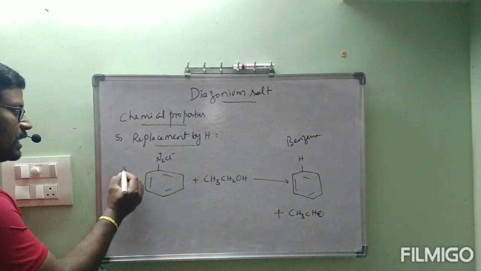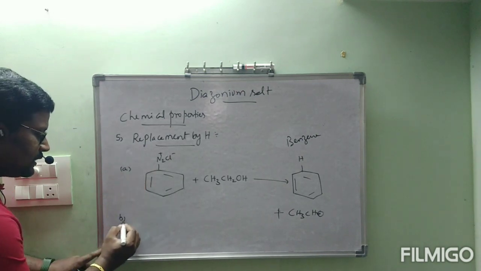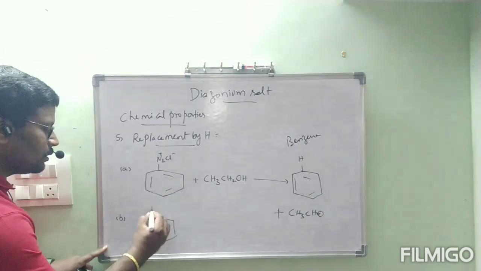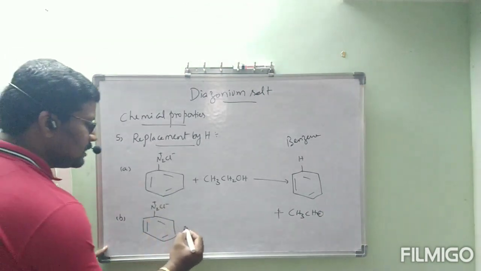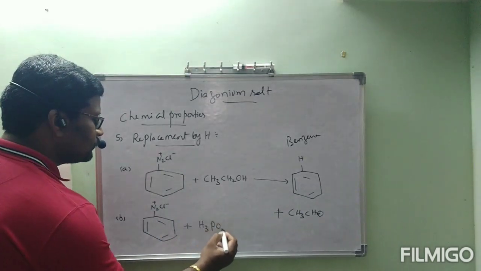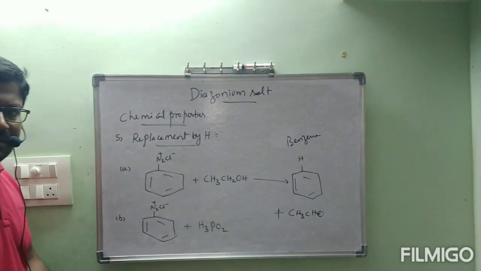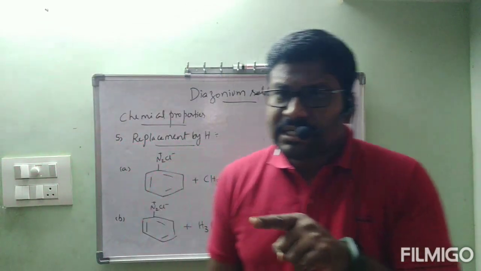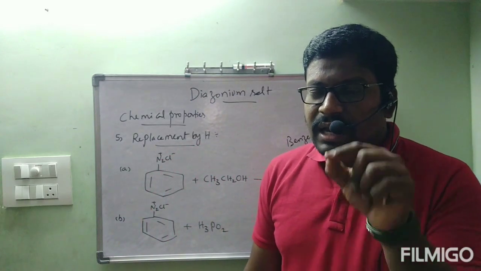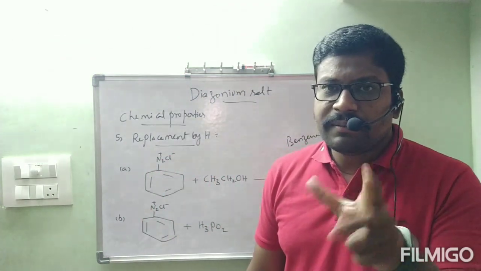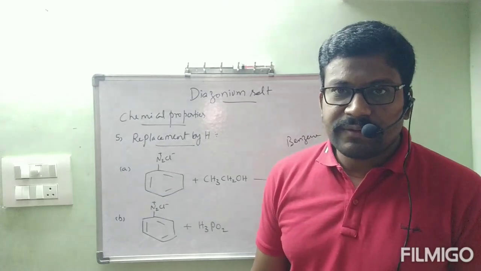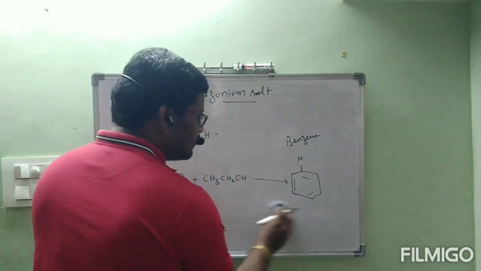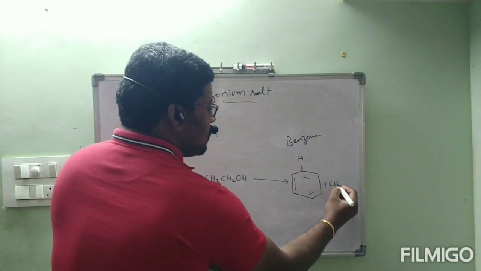This continues with one more also, that is benzene diazonium chloride, N2 plus Cl minus, reacts with H3PO2. These are very weak acids. So we will say in one sentence, benzene diazonium chloride reacts with very weak acids, and the N2 plus present on the benzene diazonium chloride will be replaced by H to get benzene. Like that we will say. Here I am writing plus CH3CHO.